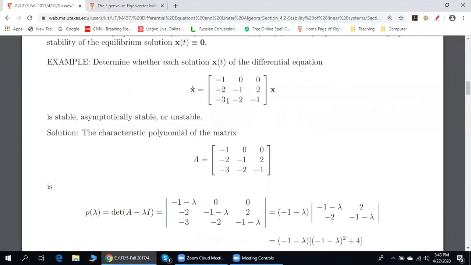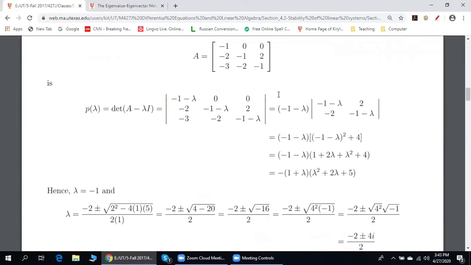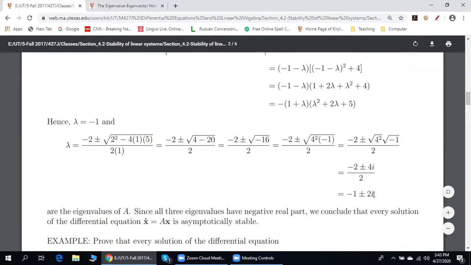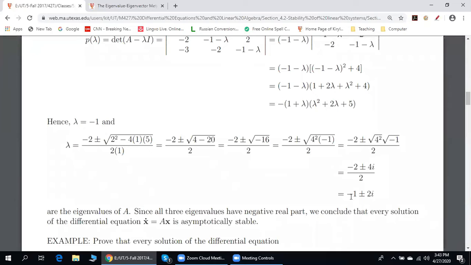It's exactly what we do in this example. Step 1, find characteristic polynomial. Step 2, find all eigenvalues and look at their real parts. In all three cases, for lambda 1 and lambda 2 and 3, all real parts are equal to -1. Therefore, all solutions are stable.